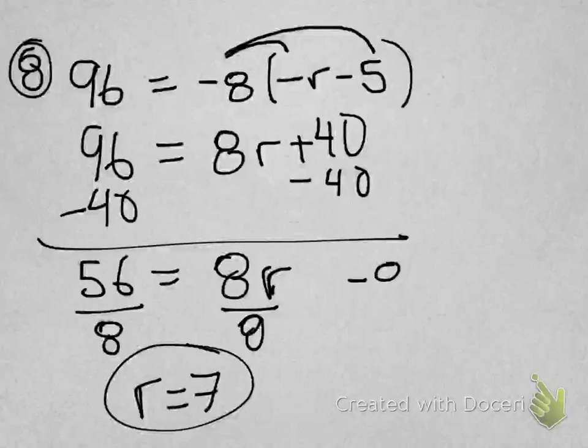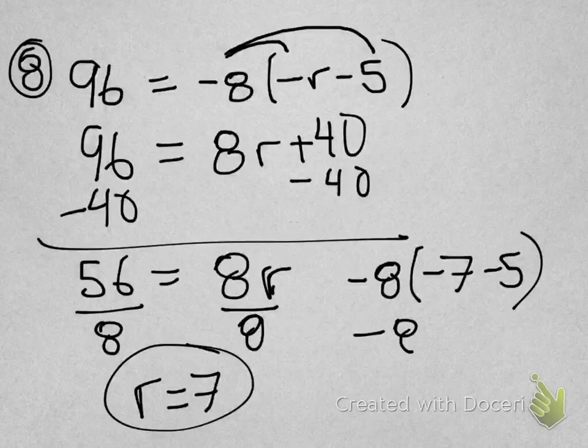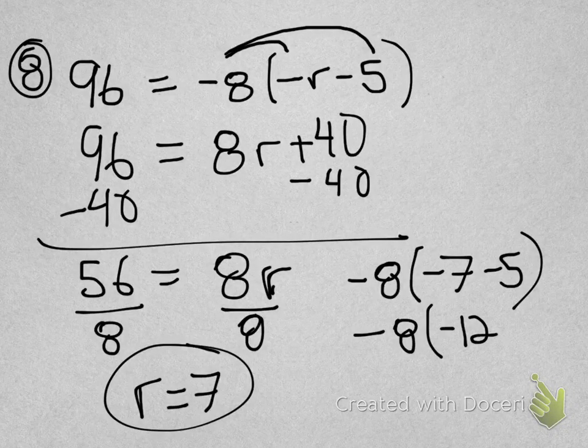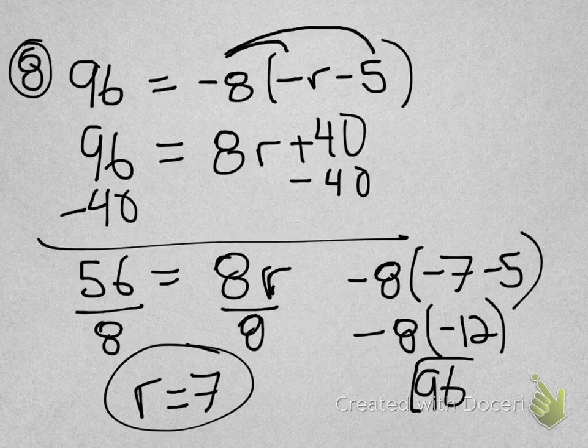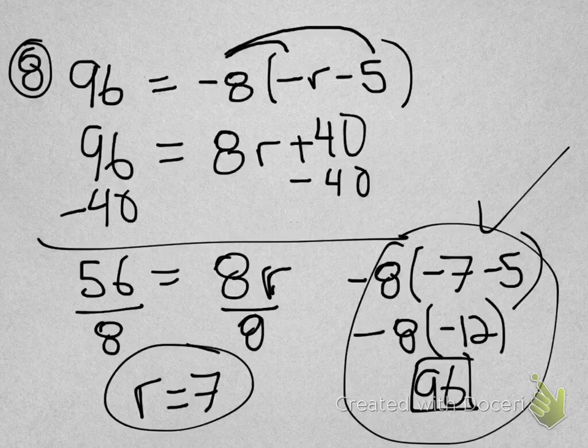Check our answers. -8 times -7 minus 5. -7 minus 5 is -12. 8 times 12 is 96. A negative times a negative is a positive. So we do end up getting our correct answer when we check our work. Always check your work.